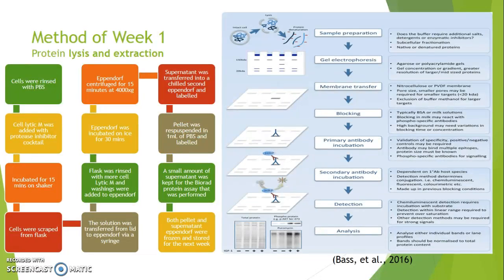The pellet was resuspended in 1 ml of PBS and labelled. A small amount of supernatant was kept for the Bio-Rad protein assay that was performed. Both pellet and supernatant Eppendorfs were frozen and stored for the next week. In this diagram you can see the sample preparation in this step, and the next step involves gel electrophoresis and membrane transfer, which will be described next.